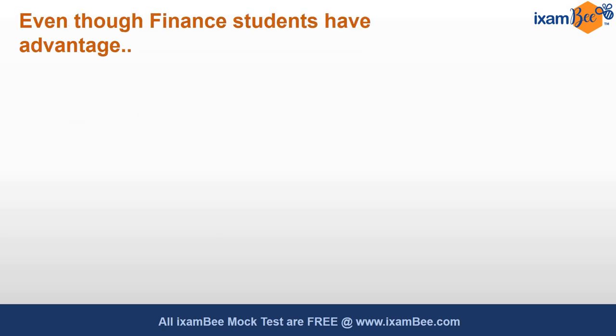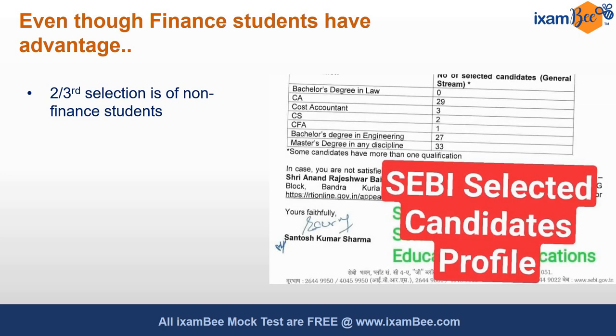Even though finance students have some advantage, see that two-thirds of the selections are from non-finance students. In last year's RBI selections, 60 people were from non-finance background because these are the CA, CS, CFA. The rest are BTech, engineering graduates or master's degree in any discipline. Do you need more evidence or do you need more excuses? It is up to you.